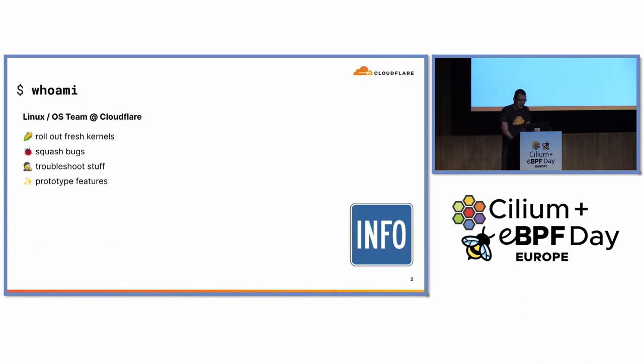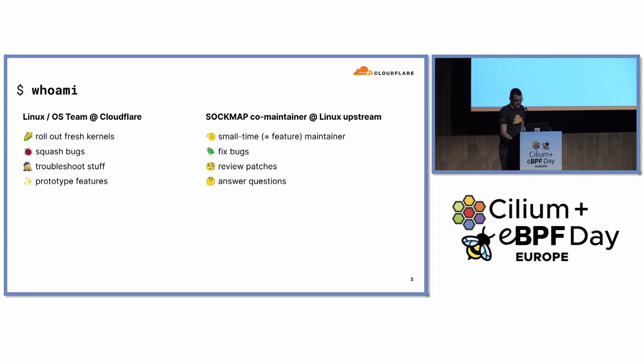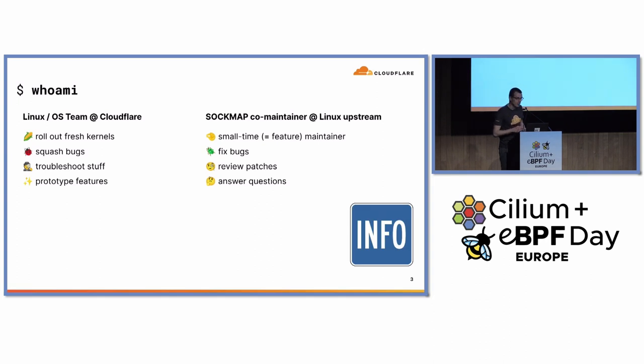Who am I? Why am I here talking to you? Well, I work at Cloudflare on the Linux slash OS team, where we deal with rolling out fresh kernels into production. That's my one role. I also have a second role, which is more important to this talk. I am a co-maintainer of this Linux API, or a feature, called Sockmap.